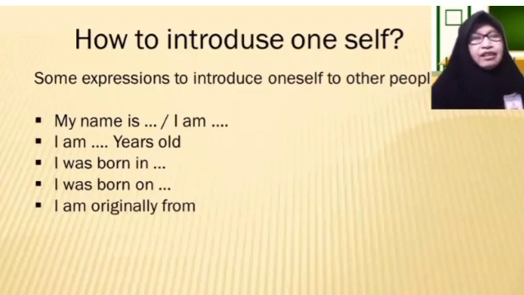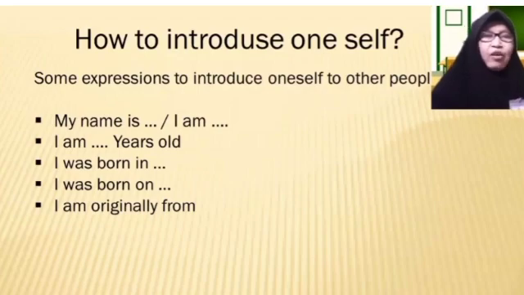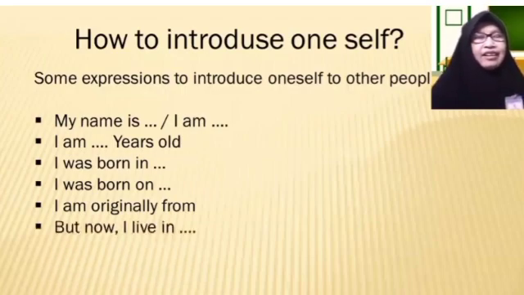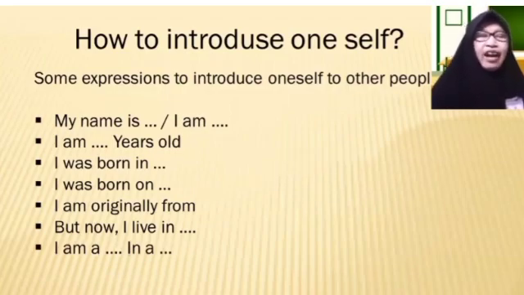Then, to share about the origin or where you come from, you can say, I'm originally from blah, blah, blah. If you live in another city now, you can say, but now I live in blah, blah, blah. Then to tell about occupation, you can say, I'm a blah, blah, blah in a blah, blah, blah.